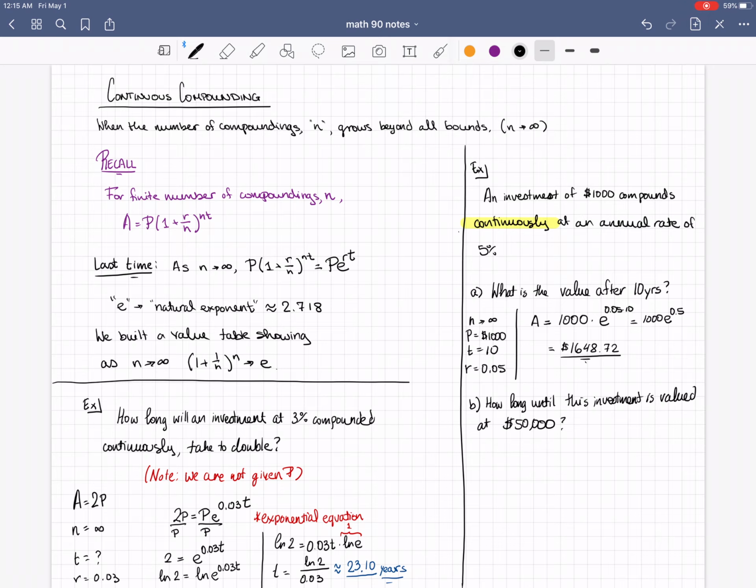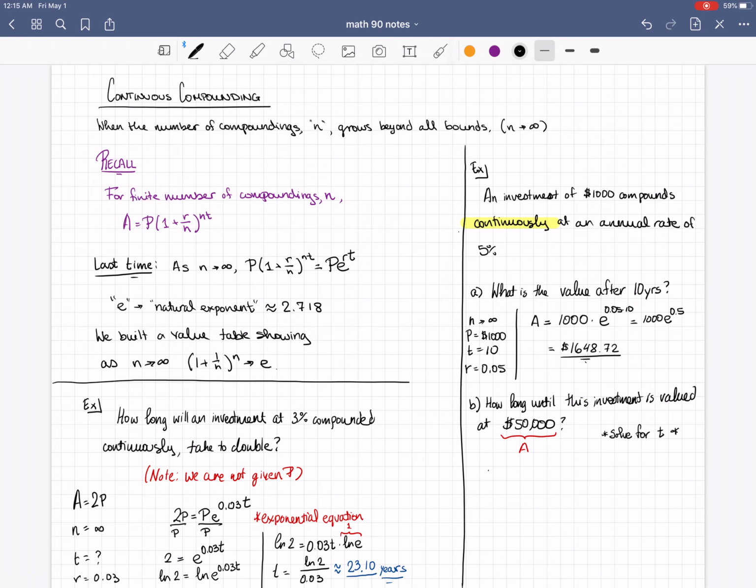All right. B, how long until this investment is valued at $50,000? So in this problem, you know A. Let's actually write that here. We know what the actual value is. We still have that P is 1,000. We still have that R is 0.05. But in this case, we are solving for T. Anytime that you encounter a question where the lead is how long or how much time, you know that it's the time variable that you're solving for.